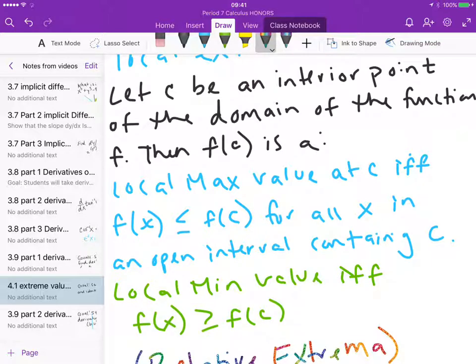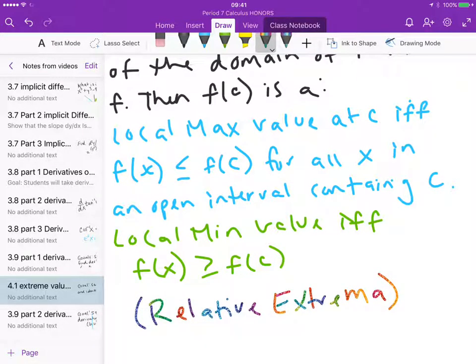All right. If this case happens, then f of c is considered a local max at c if and only if the value of f of x is less than or equal to f of c for all x in an open interval containing c. So, think about what it meant for it to be our absolute max. If f of x was always going to be less than f of c, then it's a maximum value. Well, this is the exact same concept with local max, except we're now talking about a specific interval containing a point c.